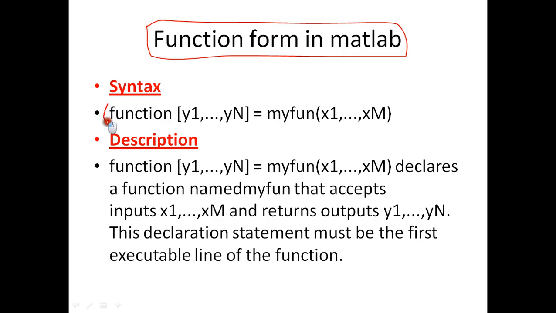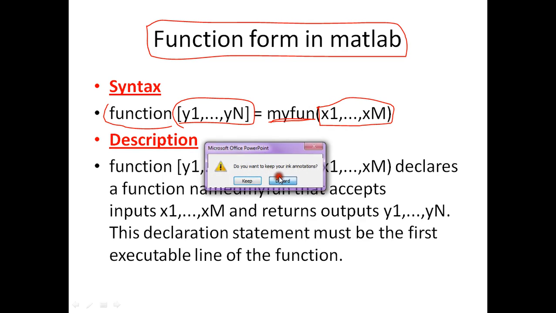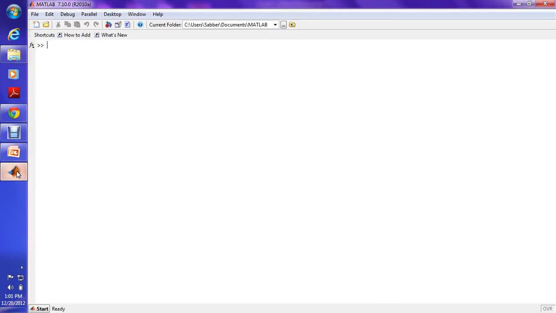We have to write the keyword function to create a function. Then we have to give the output values. Then we provide the name of this function, and these are the input values of this function, x1 and x2, something like that. Let's go to MATLAB and then we can understand very well how to do that.